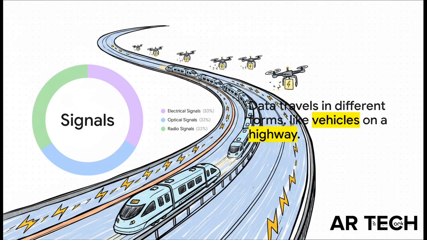And just like a real highway has cars and trucks and motorcycles, our data highway has different kinds of traffic. For a copper Ethernet cable, that traffic is electrical signals. For fiber optics, it's actual pulses of light. You can think of them like futuristic maglev trains. And for your Wi-Fi, that's radio signals, kind of like a fleet of delivery drones flying through the air.